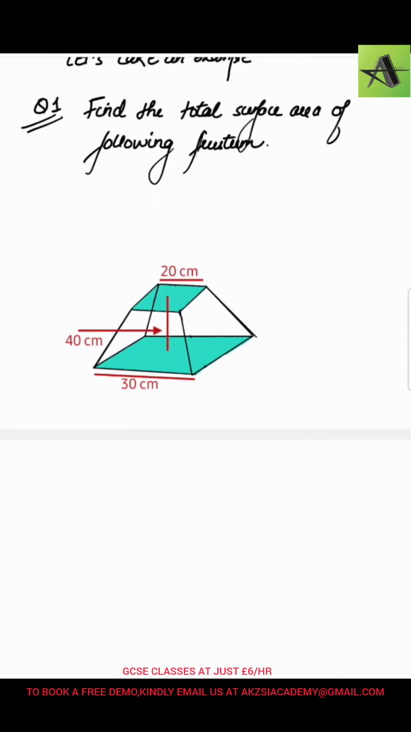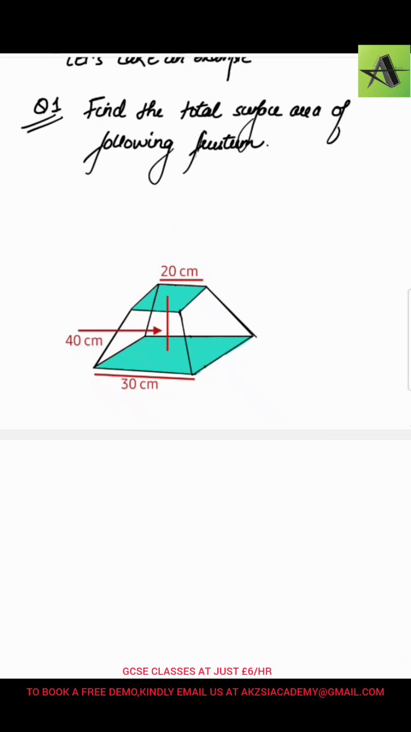Find the total surface area of the following frustum. This frustum has the upper part and the lower part, 30 and 20. That means clearly it's a square base frustum, and the bottom one is a square of 30 times 30 area, and the upper one is also a square. Now the other sides are basically trapeziums. So let me see how we can calculate this one.